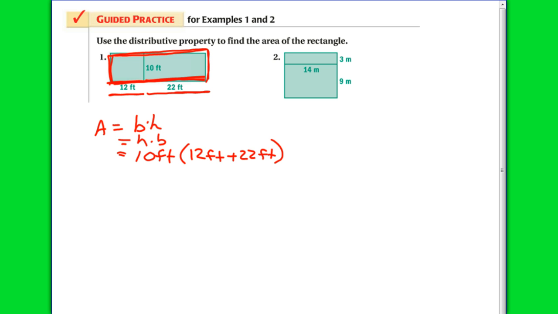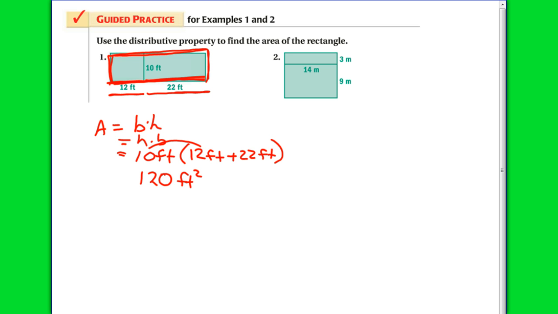So let's show our distributive property, since that's what we're practicing. And 10 times 12 is? 120. You just add a 0 to that 12. Now what happens when we go feet times feet? What do we get? Feet squared. Okay?